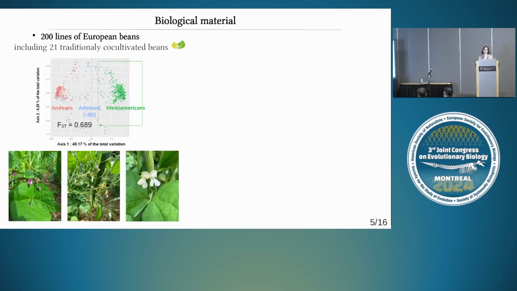Okay, so we set up a multi-field experiment. The first step was to design a panel of diversity of the common bean. So I relied on genomic data of a very large panel for which I described the genetic diversity. So here you can see two main groups, and for the experiment, I focused on only one of the two groups to avoid strong genetic structures that would have been confounding factors for the analysis. So at the end, I selected 200 European lines from the Mesoamerican gene pool, and I included 21 varieties that are traditionally used in association.